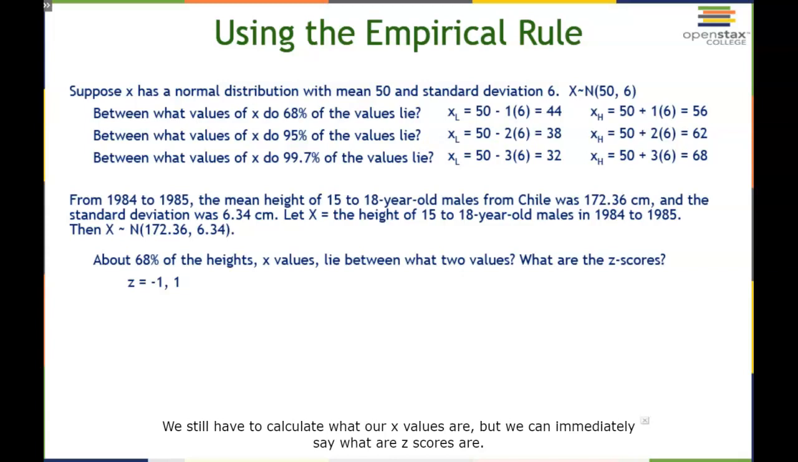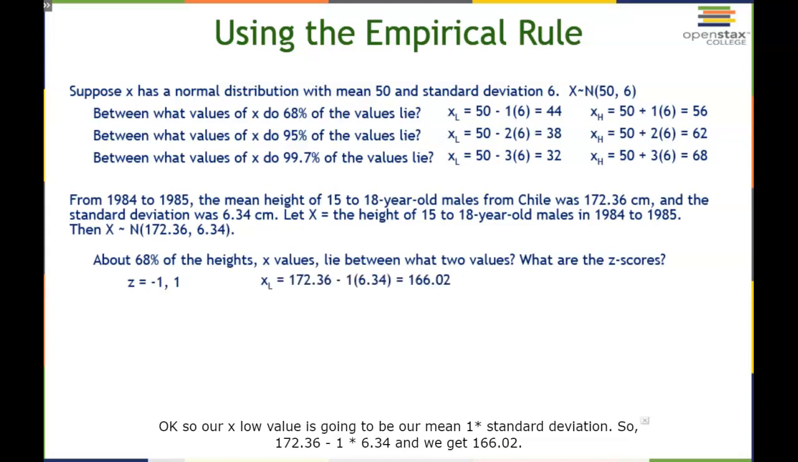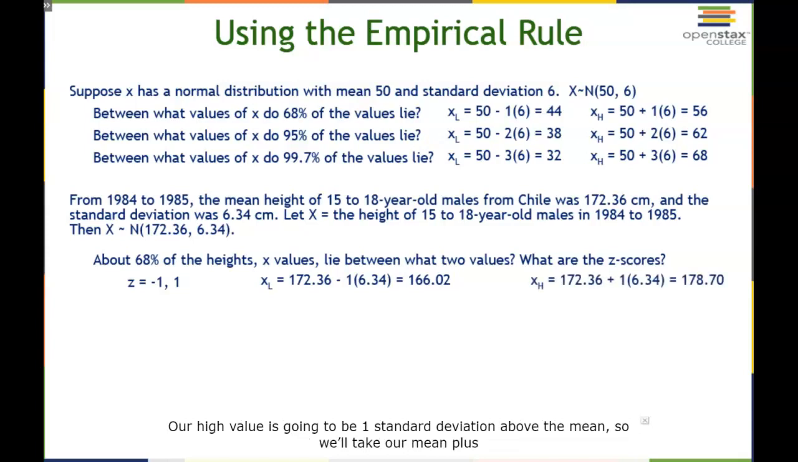Okay, so our x low value is going to be our mean minus 1 standard deviation. So 172.36 minus 1 times 6.34, and we get 166.02. Our high value is going to be 1 standard deviation above the mean. So take our mean plus 1 standard deviation, 172.36 plus 1 times 6.34, and we get 178.70.